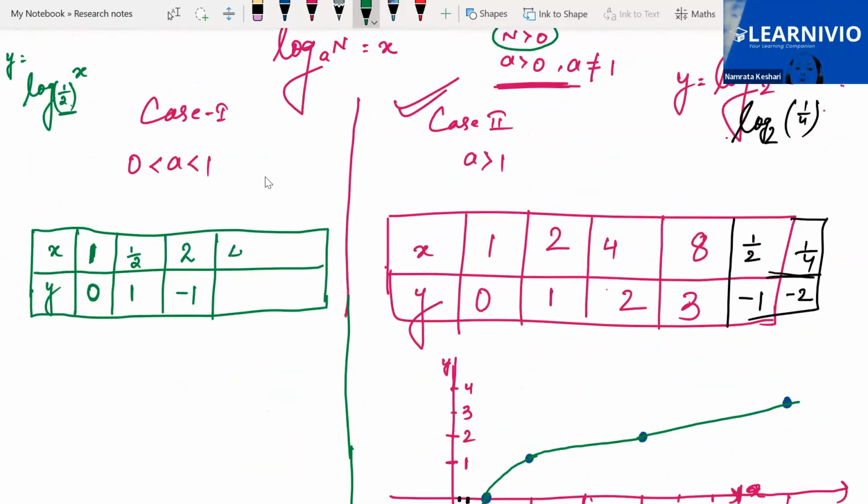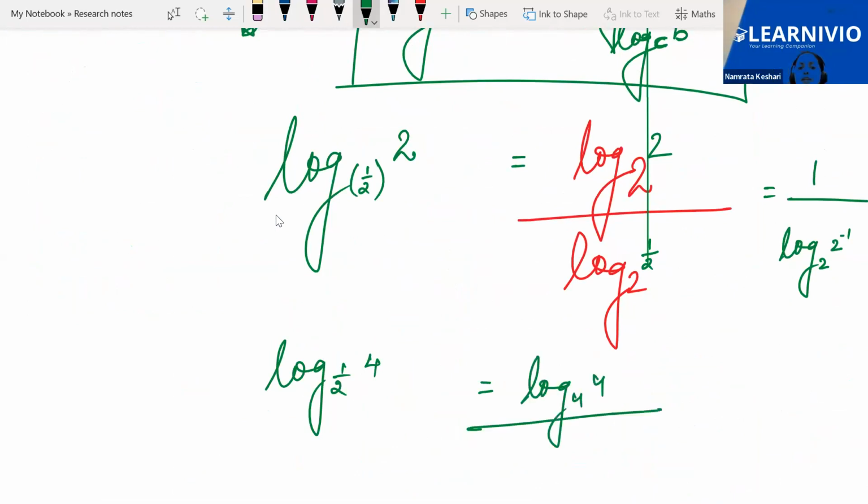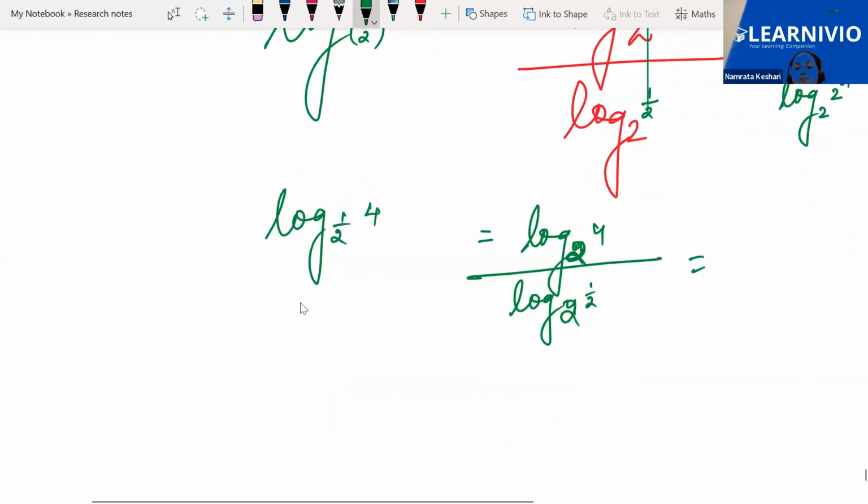When we take 4, we'll still be able to use the same concept. Log base 1 by 2 of 4. Let's introduce base 4, it may work, it may not. No, still let's introduce 2. Now it makes sense, right? What are we going to have in the numerator, Annapurna? 2. In the denominator, minus 1. So minus 2.